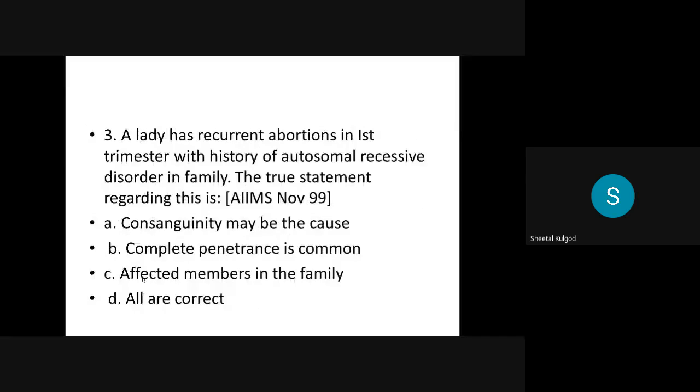Third question. A lady has recurrent abortions in first trimester with history of autosomal recessive disorder in family. The true statement regarding this is: consanguinity may be the cause, complete penetrance is common, affected members in the family, all are correct. Yes, anyone with the answer? Anybody?